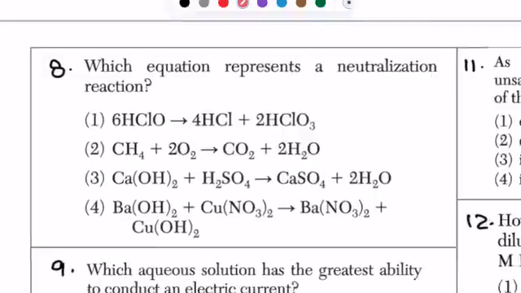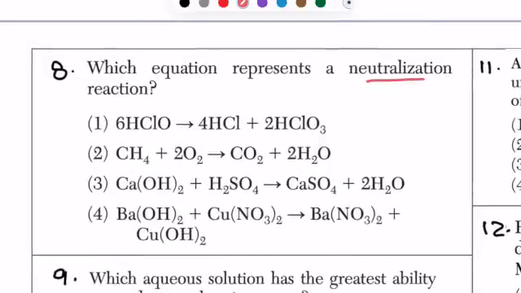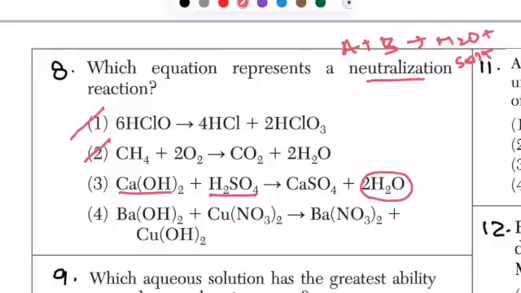So which equation represents a neutralization reaction? Remember, neutralization is when you combine an acid and a base and it produces water and salt. So you're looking for an acid and a base in your reactants. So 1 and 2 is not your answer. Here we see a base, here we see an acid, and then I see water, and then I see salt in my answer. So that's your answer.